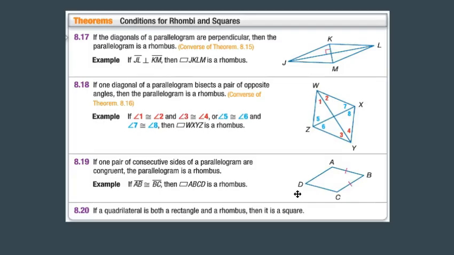And same with those properties and theorems. Conditions of rhombi and squares. If the diagonals of a parallelogram are perpendicular, then the parallelogram is a rhombus. If one diagonal of a parallelogram bisects a pair of opposite angles, then the parallelogram is a rhombus. If one pair of consecutive sides of a parallelogram is congruent, the parallelogram is a rhombus. And lastly, if a quadrilateral is both a rectangle and a rhombus, then it is a square.